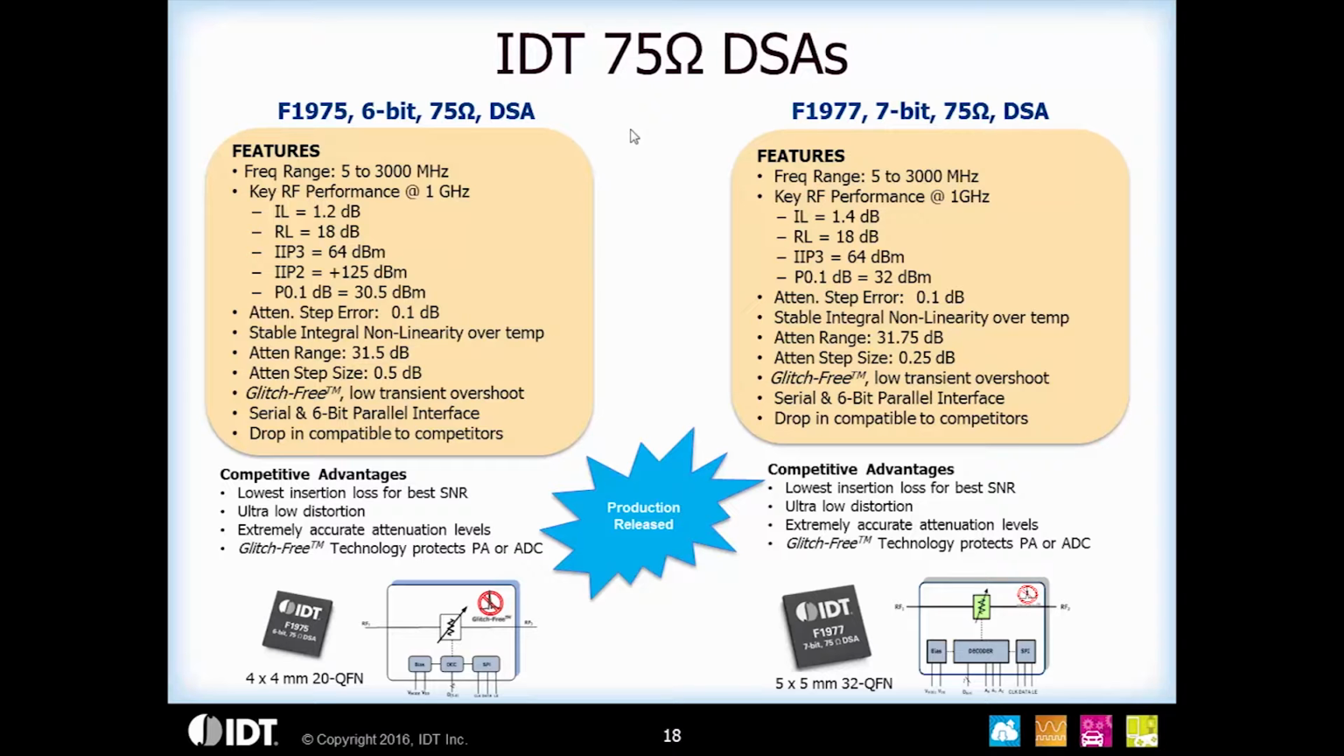So the 1975 6-bit DSA has glitch-free IDT's technology that we talked about and has IP3 of 64 dBm. With this, we are able to provide you the lowest insertion loss for best signal-to-noise ratio, ultra-low distortion, extremely accurate attenuation levels, and the glitch-free technology protects power amplifiers or ADCs. The 1977 has similar performance and has a step size of 0.25 dB. Both these devices are production released.